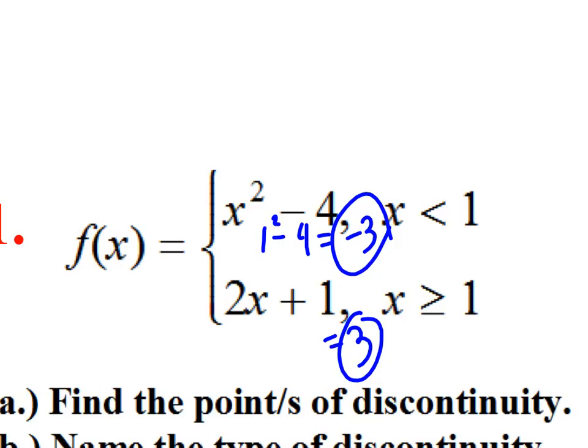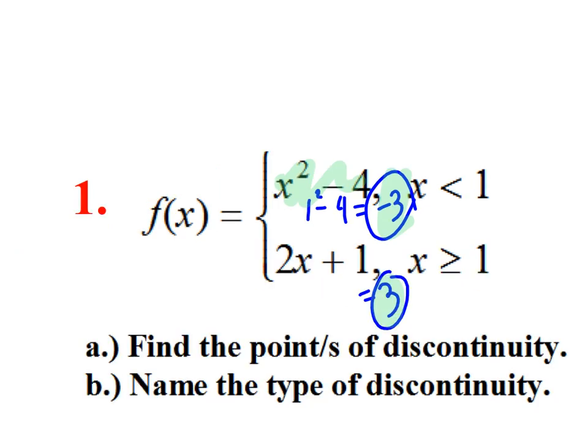For the first one, when we plug in 1, we end up getting negative 3. When you plug in 1 for the second one, we end up getting 3. So, that is a type of discontinuity, since we have different y values, and they're both continuous by themselves. That will be a step discontinuity.